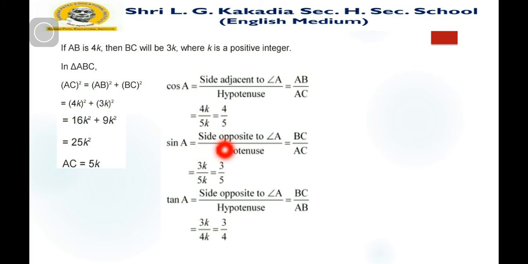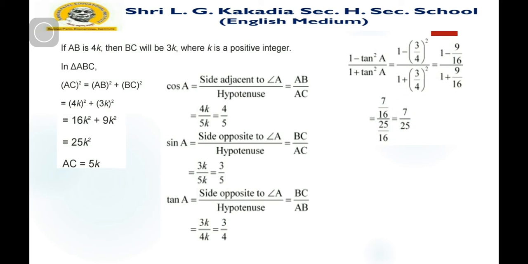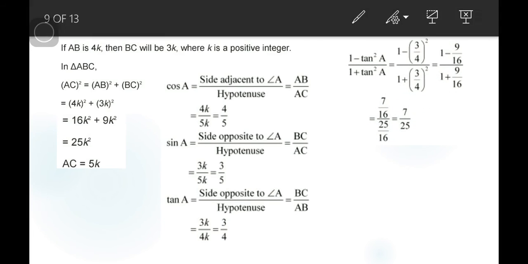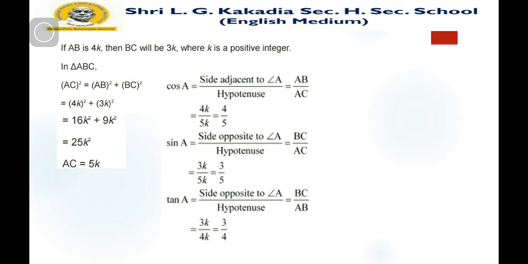Sin A is equal to the side opposite to angle A upon hypotenuse, which is equal to BC upon AC, 3k upon 5k, which is equal to 3 upon 5. Tan A is equal to the side opposite to angle A upon the side adjacent, BC upon AB, which is equal to 3k upon 4k, which is equal to 3 upon 4. So we have all the trigonometric ratios. So we can easily now find the value of RHS and LHS.